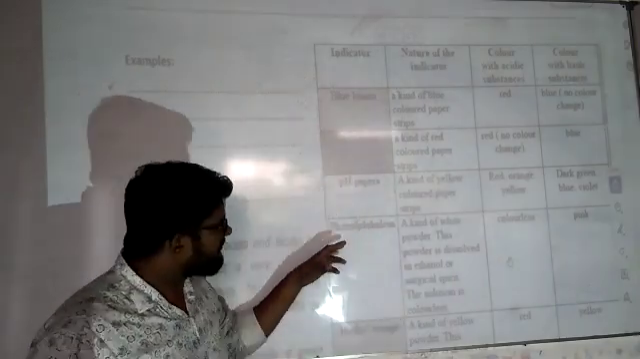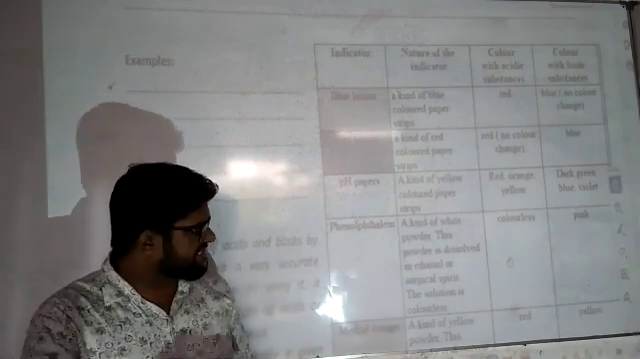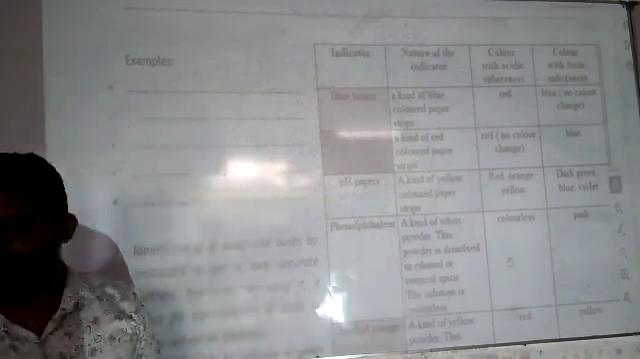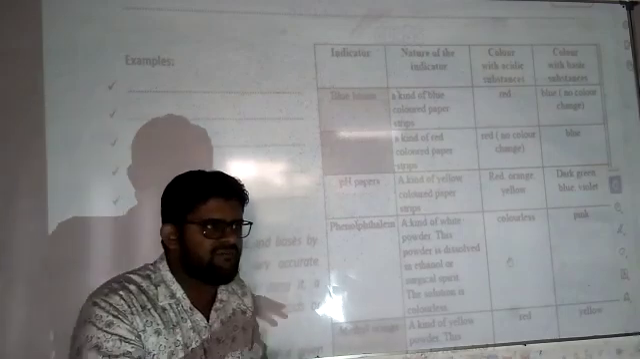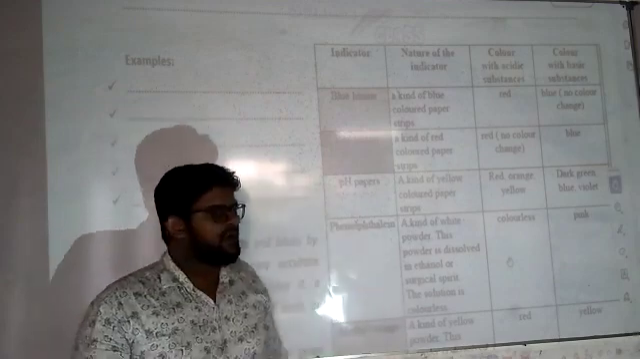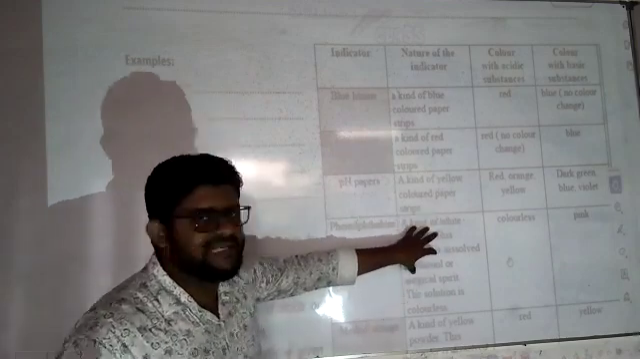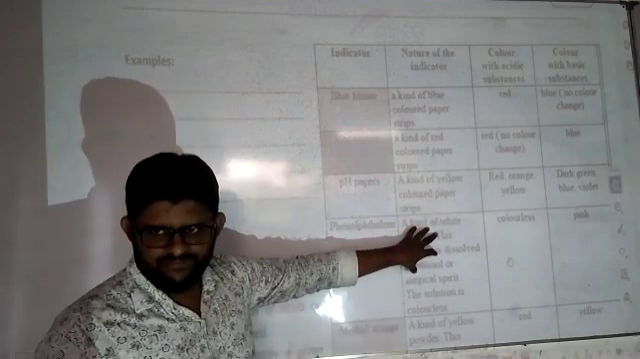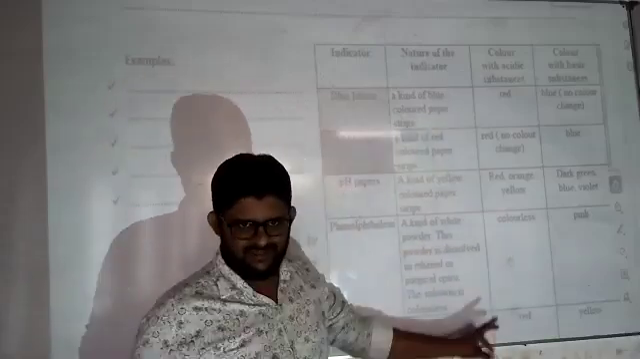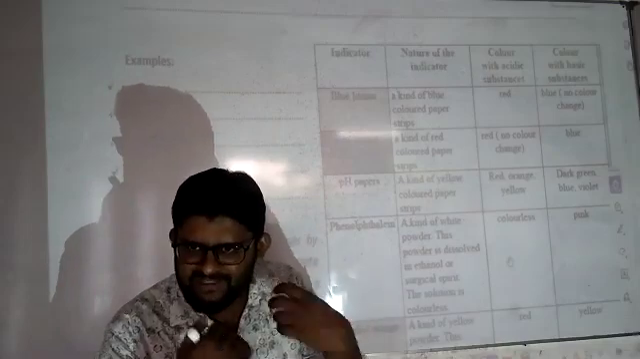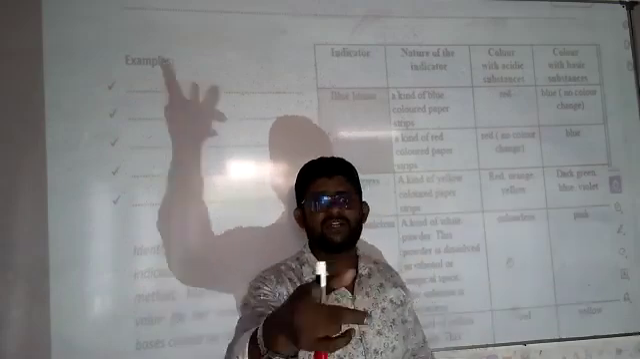Phenolphthalein is a white-colored powder. It is dissolved in ethanol, meaning ethyl alcohol, or surgical spirit. We dissolve it and prepare this phenolphthalein spirit. This phenolphthalein is colorless. When you add it into an acid, there is no color change; it remains colorless. But if you add it into a base, it turns pink.